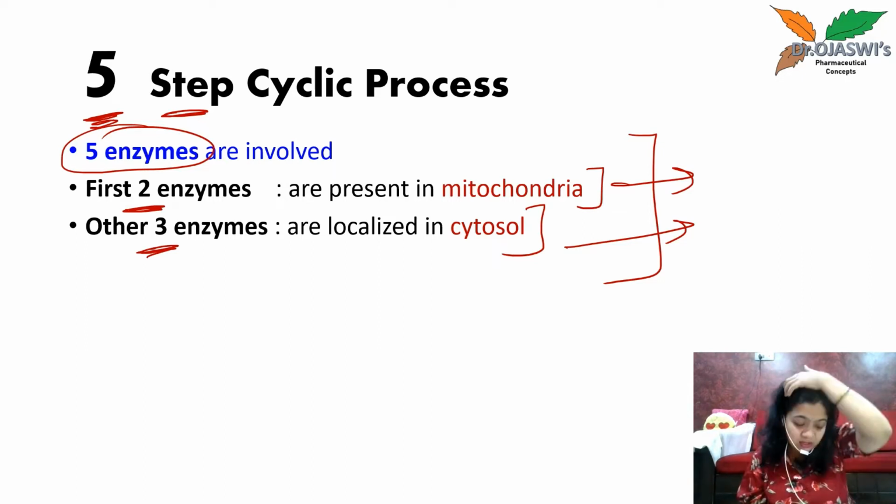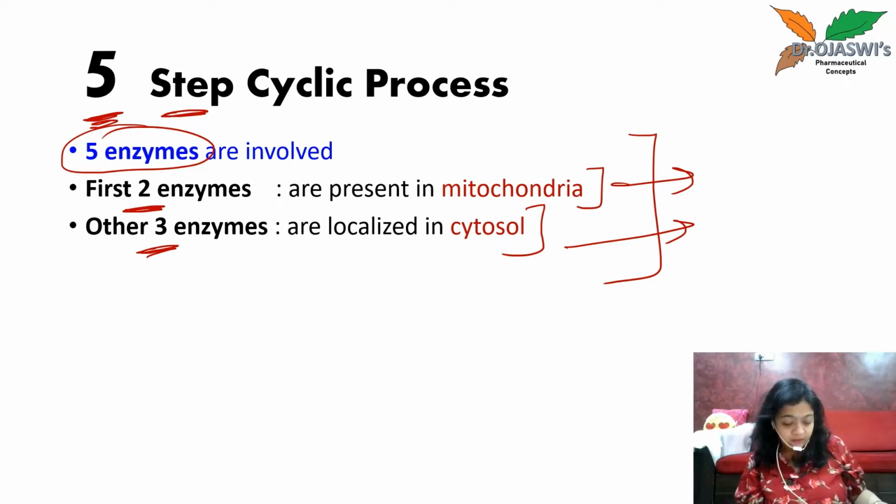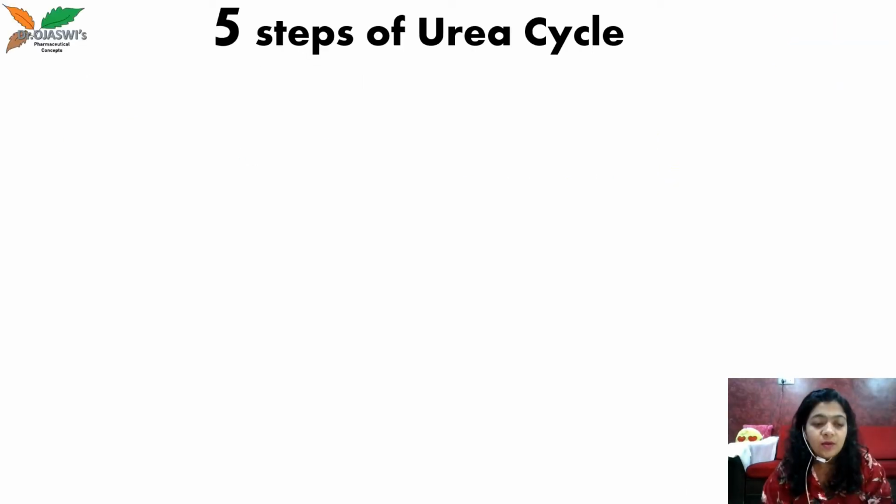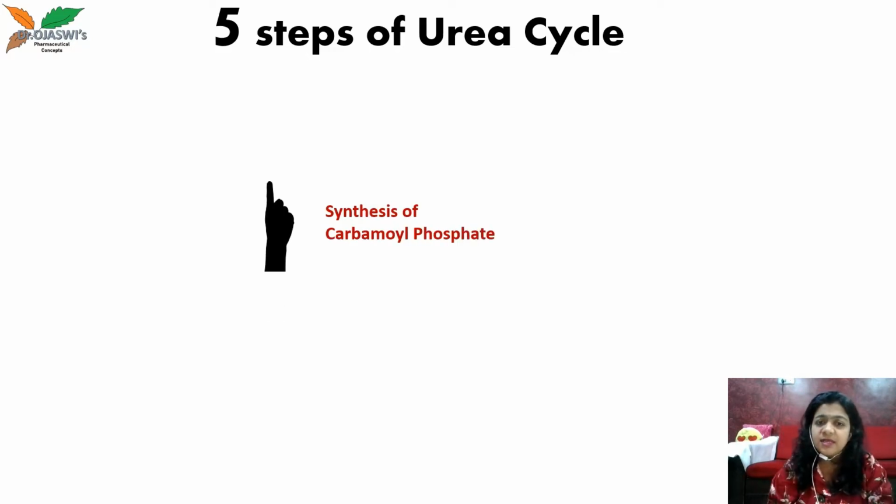Cytosol is what? It is the aqueous component of the cytoplasm of the cell. Okay, so let's quickly learn the 5 steps of the urea cycle. The first step is synthesis of carbamoyl phosphate. Okay, the word synthesis is there, no? That means the enzyme taking part in this particular step must be from the family of synthases. So it could be carbamoyl phosphate synthase.